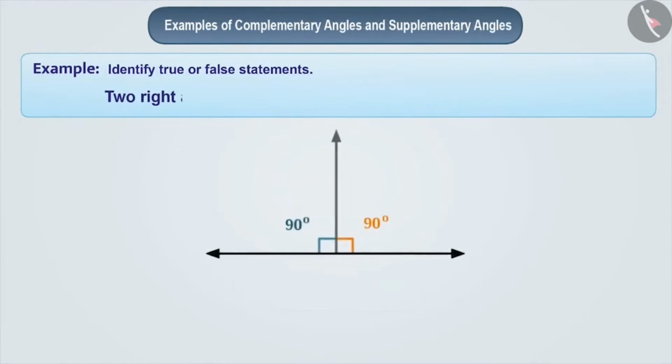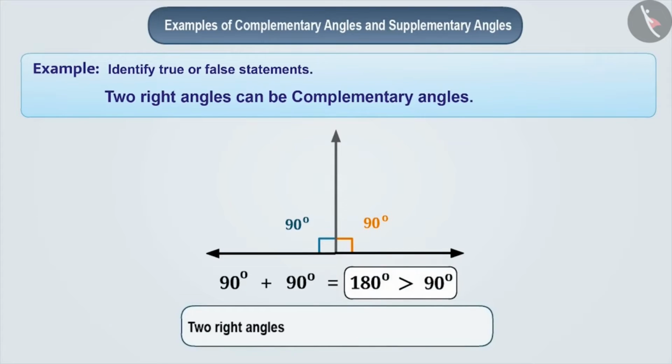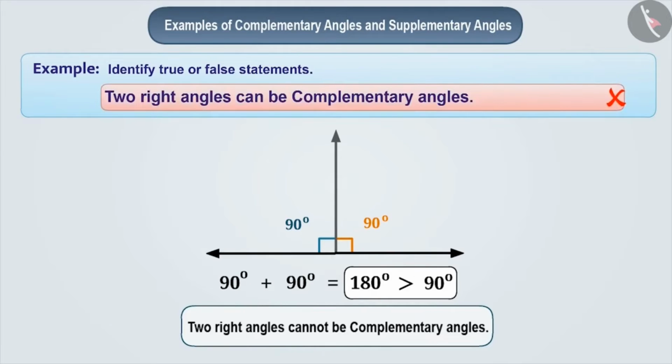Two right angles can be complementary angles. As you would know, two right angles cannot be complementary because their sum is 180 degree, which is greater than 90 degree. Therefore, two right angles can never be complementary angles. Therefore, the given statement is false.